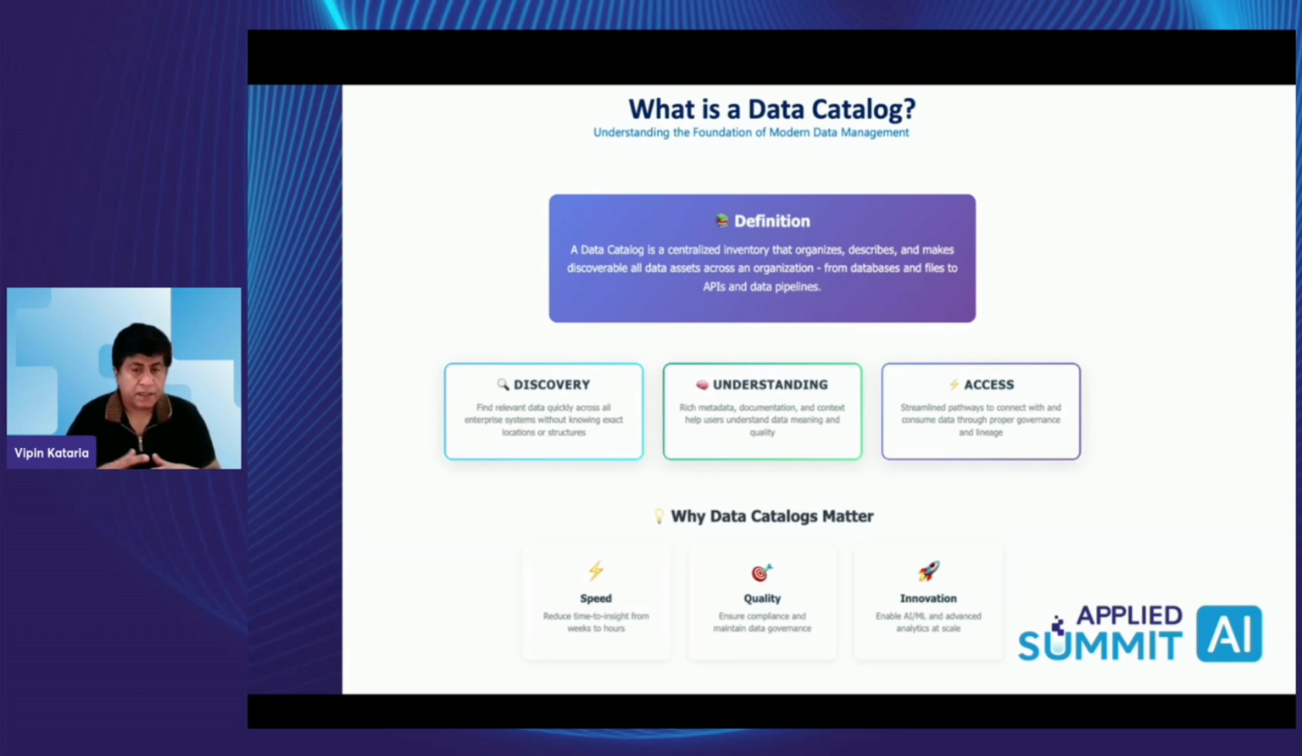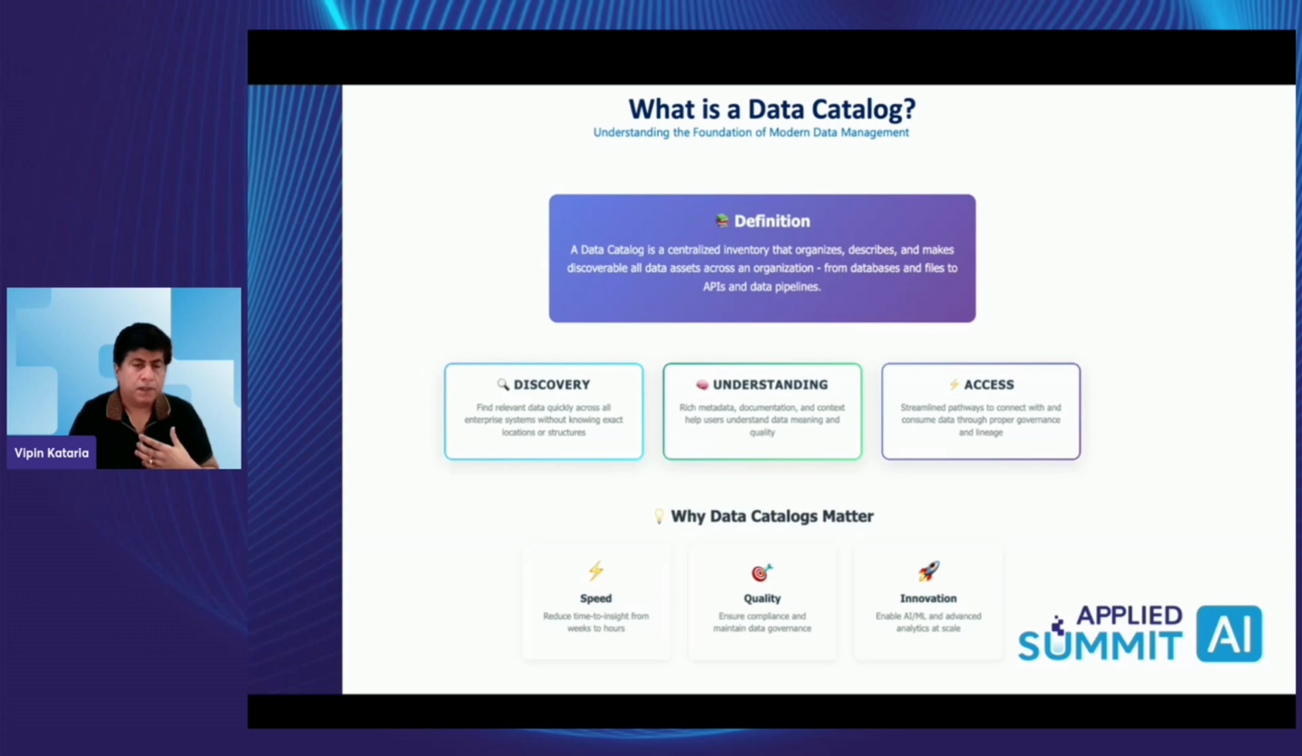And why does this matter? Definitely the first one is speed. We are talking about reducing data discovery from weeks to hours, ensuring quality and innovation. When you have the right set of data, with the right speed to discover it, and the data is contextualized, it really helps you bring innovation much faster.